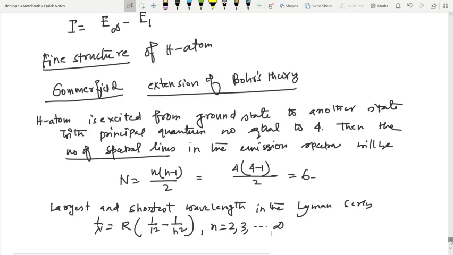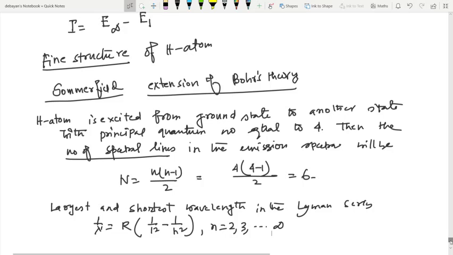So in that particular case, it should be 1.097 into 10 to the power 7 into 1 by 1 minus 1 by 4, and that will come out to 0.823 into 10 to the power 7. So you can say the lambda max is nothing but 1215 angstrom. So that is the lambda max.